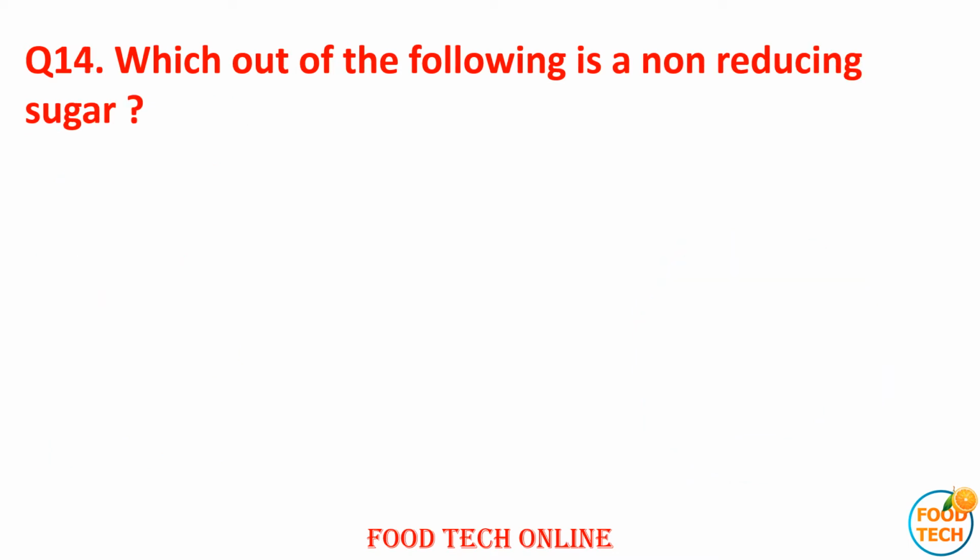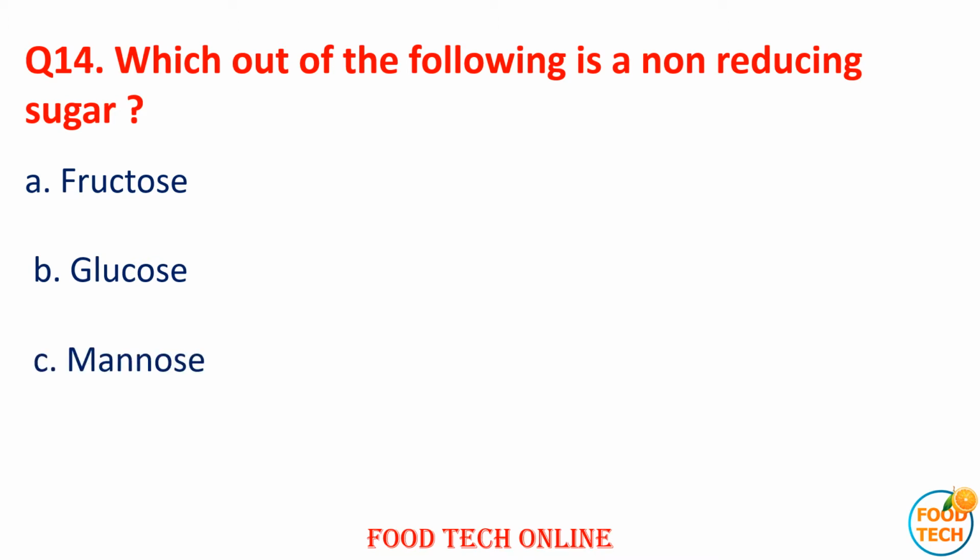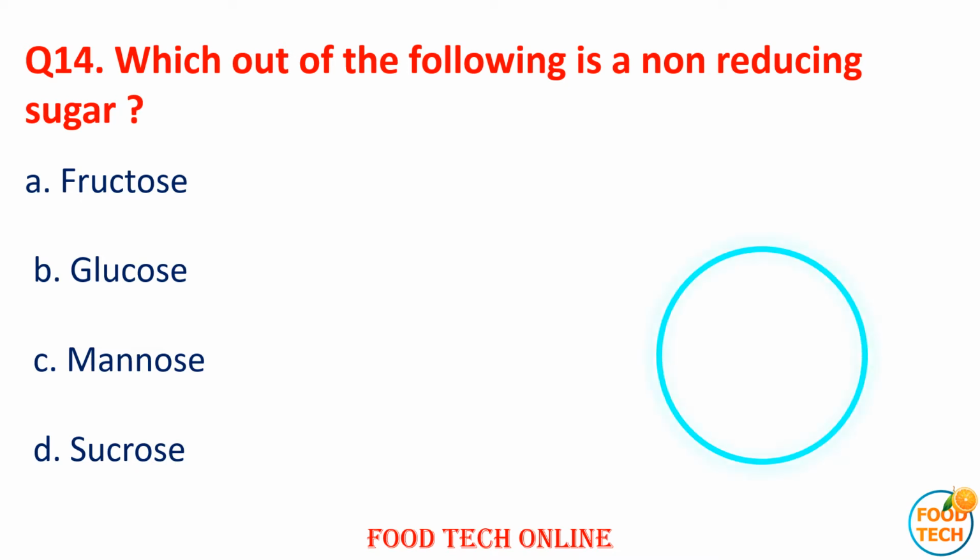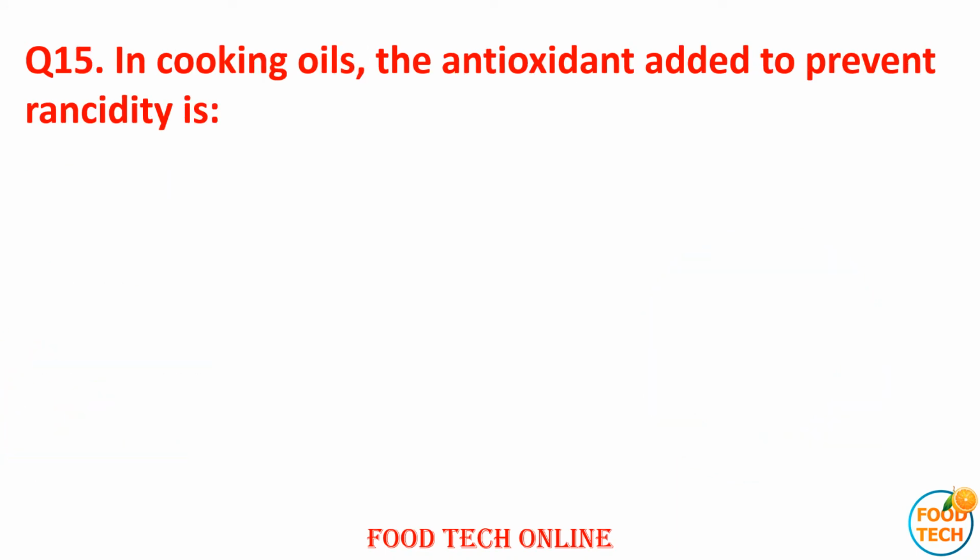Question 14. Which of the following is a non-reducing sugar? A. Fructose, B. Glucose, C. Mannose, D. Sucrose. Answer D. Sucrose.